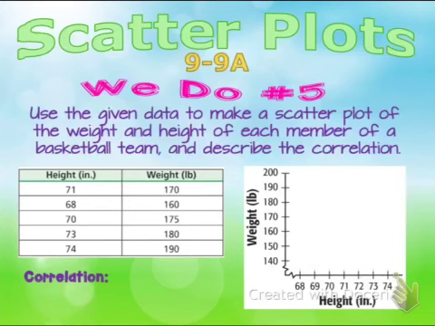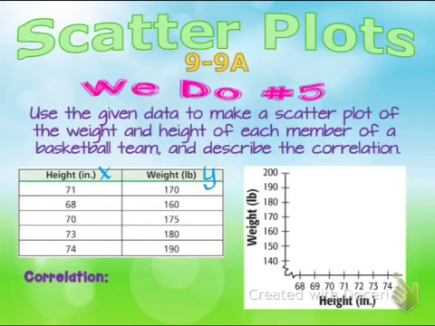And you're going to take those points like an X comma Y. So for this one, it would be height in inches as our X, and our weight in pounds would be our Y. And we're just going to plot them like they're coordinate points. So this is for each member of a basketball team. And then after we get these plotted, we can describe the correlation. So we'll worry about that at the end. But let's just go through and start plotting these points.